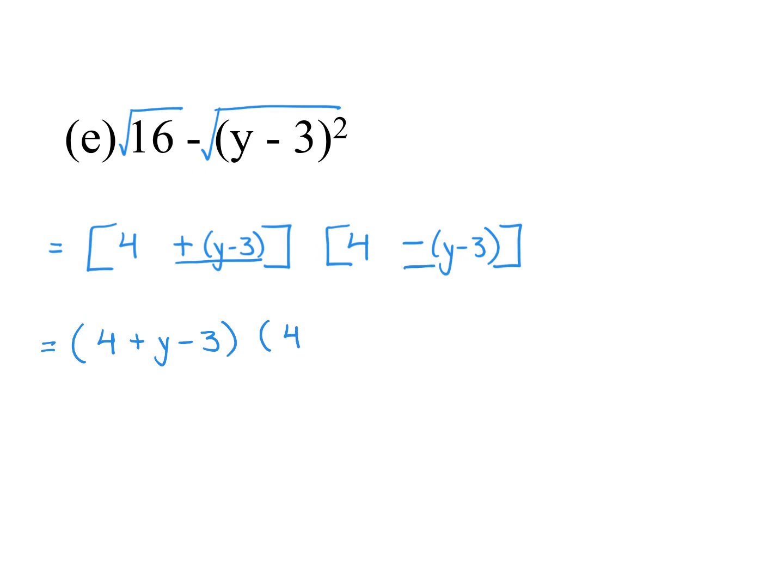Now for the next one, leave the 4, but notice there's a negative in front of the bracket. That means all the signs inside of the bracket actually switch. So this y right now is a positive, but because there's a negative, you've got to switch it to a negative y. And this negative 3, you've got to switch the sign to a positive 3.